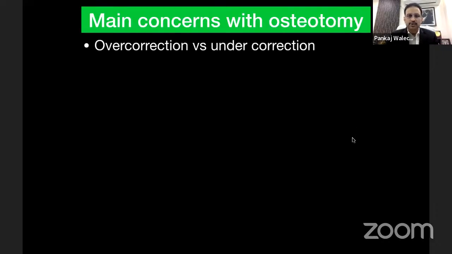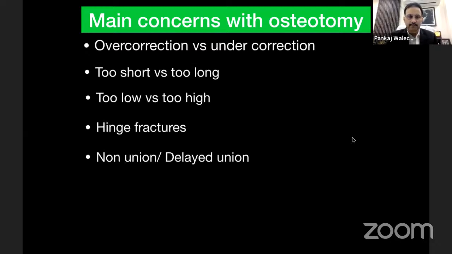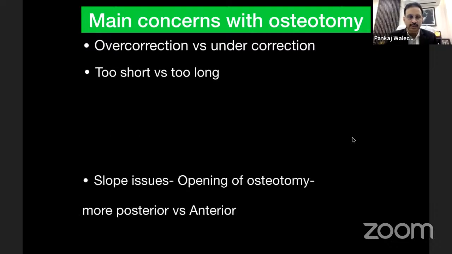So main concerns with the osteotomy are overcorrection versus undercorrection, too short an osteotomy or a longer osteotomy, too low versus too high, hinge fractures, and hinge fractures leading to non-union or delayed union. These three have been dealt with by Dr. Bhushan already. So I'll be focusing more on overcorrection versus undercorrection and slope issues.